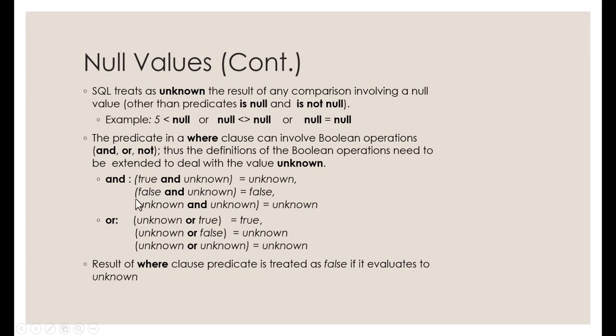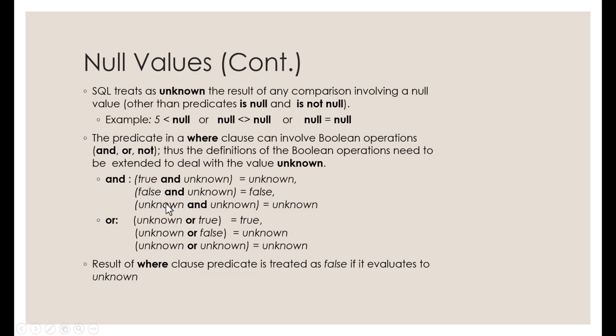The next one we have is false and unknown. As soon as there is a false, the whole thing becomes false. Both have to be true for this whole thing to be true. But because this is already false, it doesn't matter what the value of unknown is. It's going to be false automatically because of this.